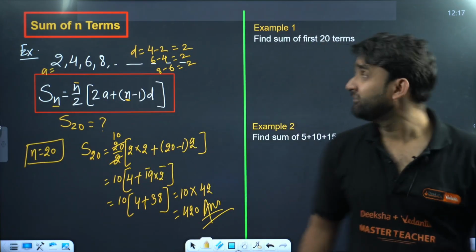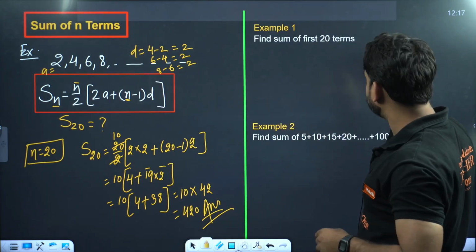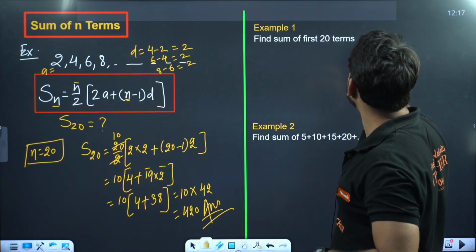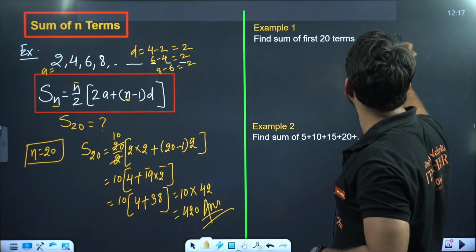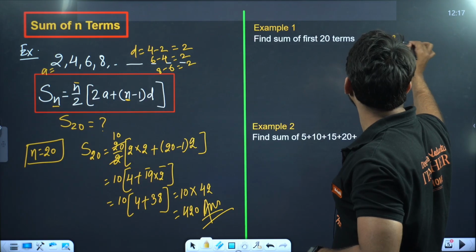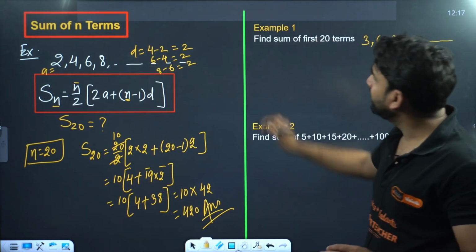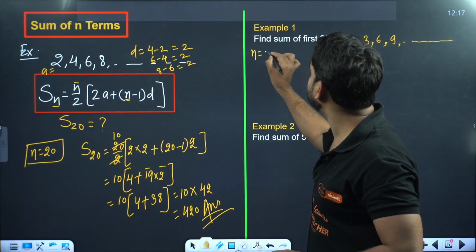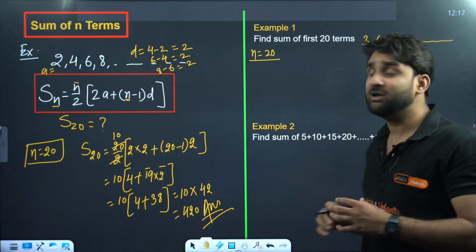Find the sum of first 20 terms. Okay, so the AP is given here. Let's say I'm giving AP 3, 6, 9 and so on. So the question is find the sum of first 20 terms. So n is directly given to you, 20 terms. We want to add the first 20 terms of this AP.